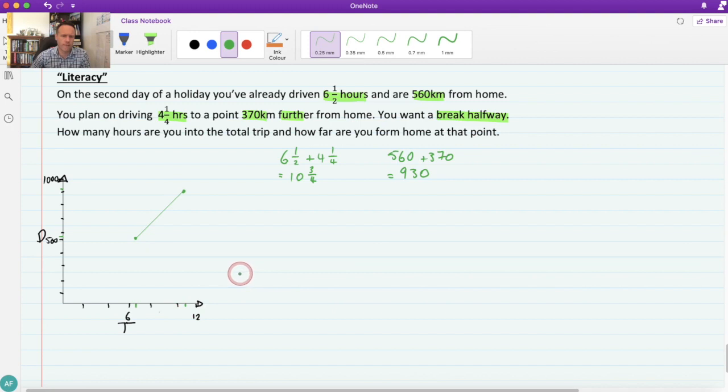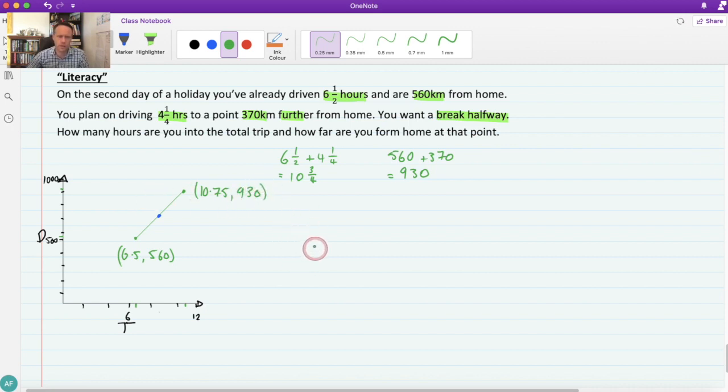And we want to find how far we are from home. So in here somewhere, right about here, is our midpoint, but we want to find that exactly. The good thing is we know that these 2 points lie at 6.5 and 560, and this point lies at 10.75, or 10 3/4, and 930.